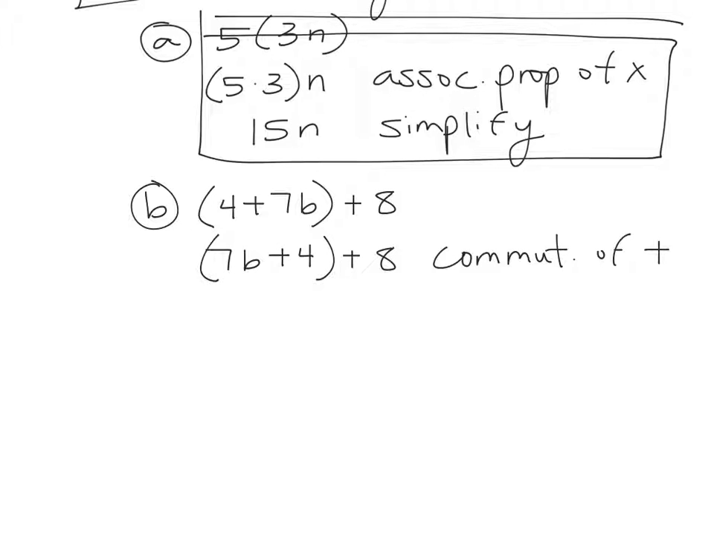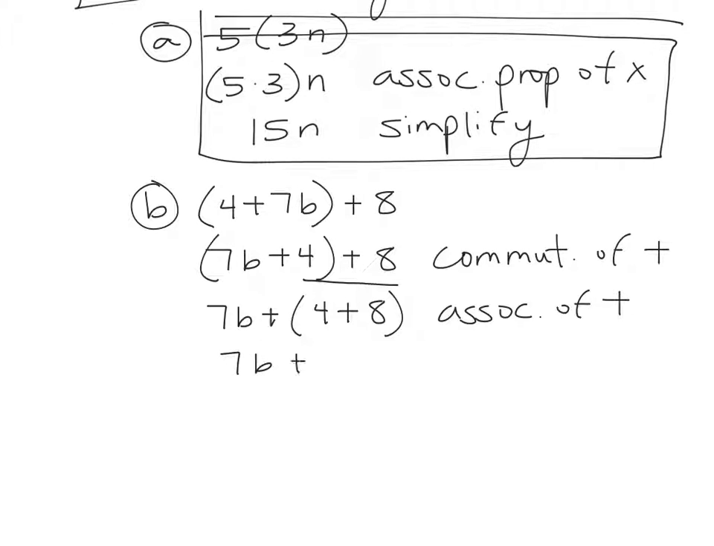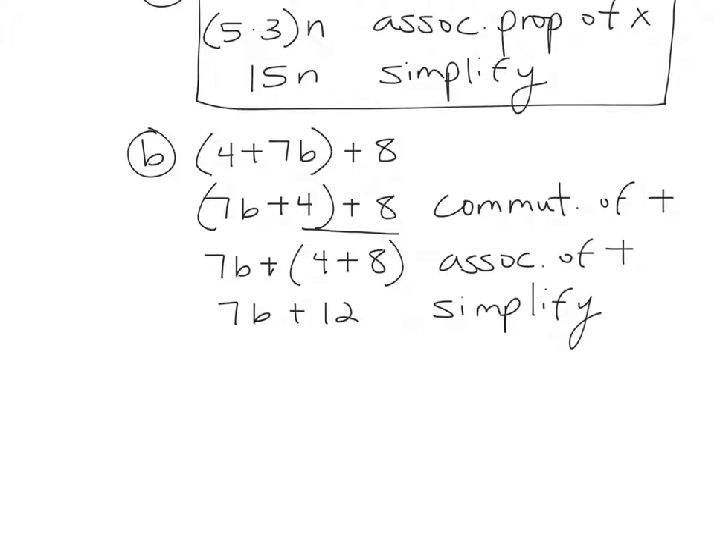Now what I actually need to do is add these together. So I need to take that 7b and put the parentheses around the 4 and the 8 instead. Which property did I just do? That's associative of addition, okay? And then my last step is just to simplify that. So 7b plus 12, we just say simplify. We just added what we could add. And that's as simple as we can go. Okay? Okay, last one, and then we'll be good.